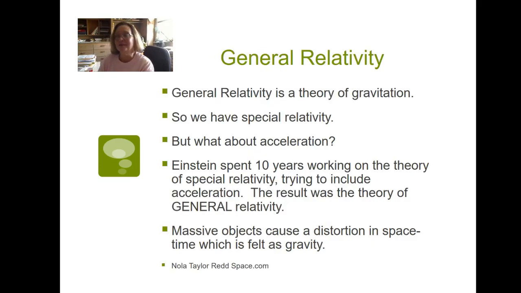So we've had a little basic introduction to special relativity, but what about general relativity? General relativity is a theory of gravitation. We have special relativity, and Einstein was working on that for quite some time, but what about acceleration? What happens when a mass in motion accelerates? We talked about its maximum speed, but what about during that period of acceleration? Einstein spent 10 years working on the theory of special relativity, trying to include acceleration. The result was his theory of general relativity.